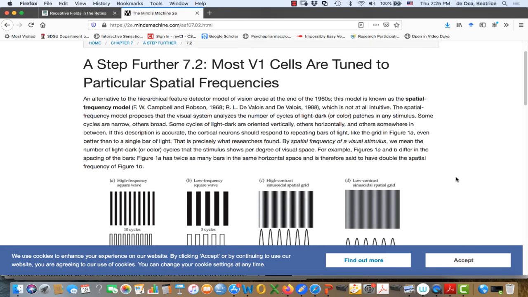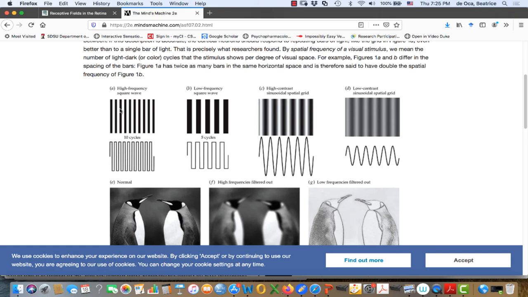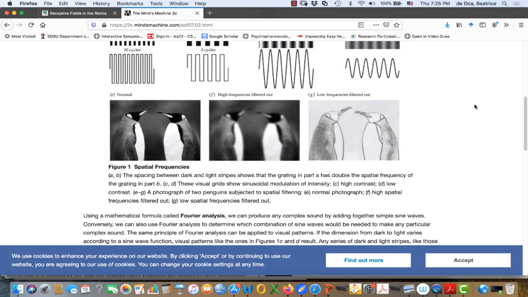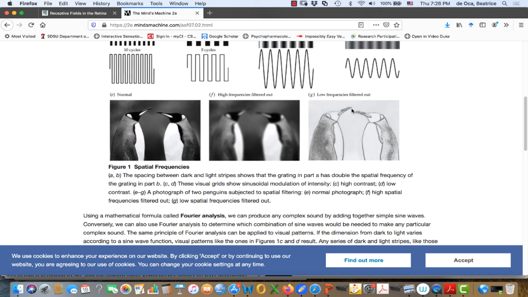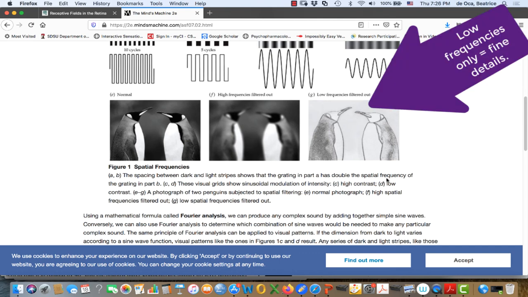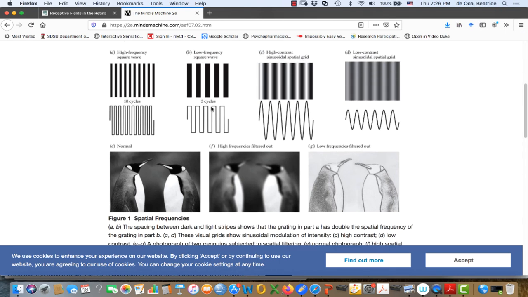And we can see an example here. Here's a high frequency and a lower frequency. And here's another picture, a normal picture of the two penguins. High frequencies filtered out, leaving only the low frequencies. So you see the big picture, sort of the high contrast areas. And then here, the low frequencies are filtered out, leaving only the very fine details. So it has to do with basically how thick the lines are, and it's called frequency because there are more cycles or more frequent lines in a high frequency image as opposed to a low frequency image.